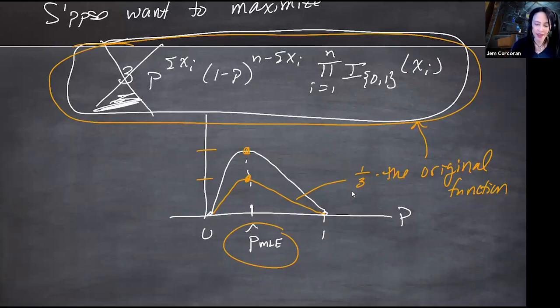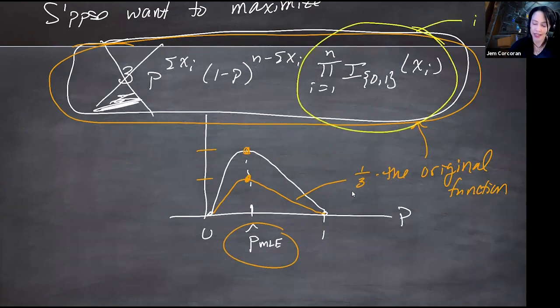And if we're thinking of this as a function of P and the X's as fixed, this product of indicators is constant when you think of it as a function of P. So you can drop that whole messy part as well. I know that might be confusing. It'll be super clear once we do a few examples, and we're going to be doing a lot of examples of MLEs.